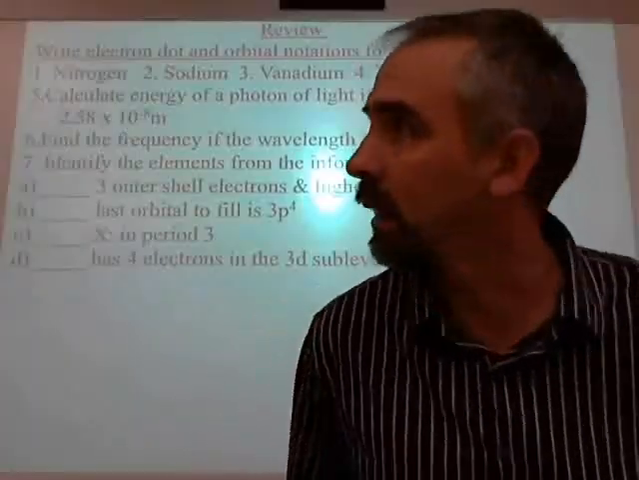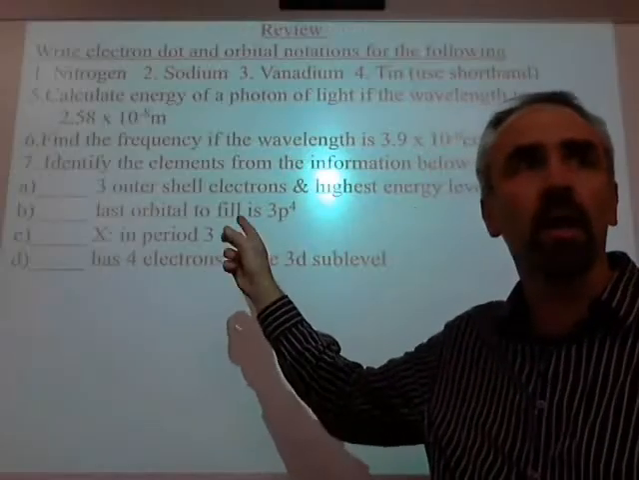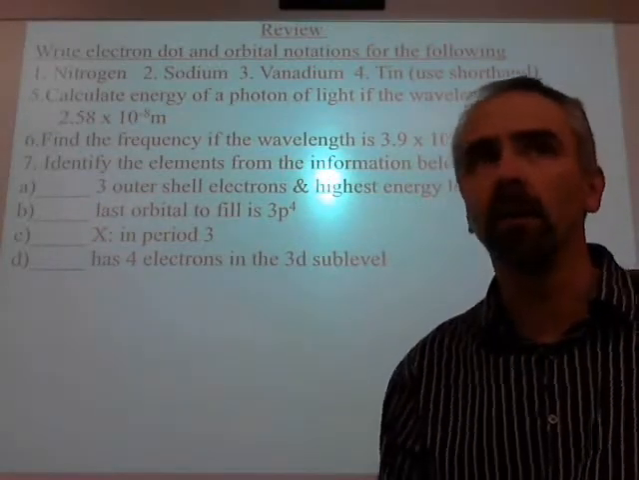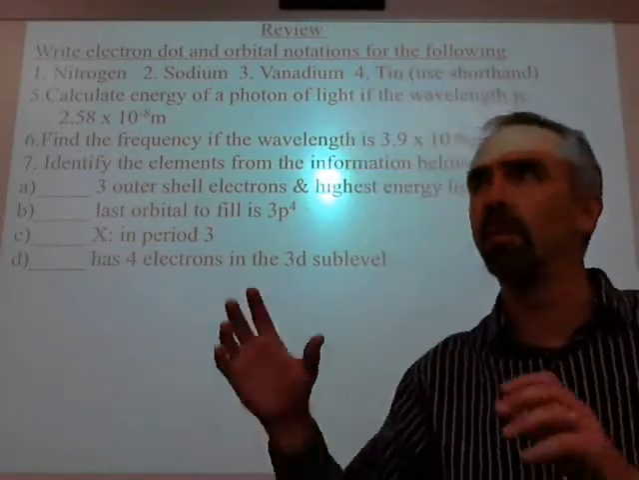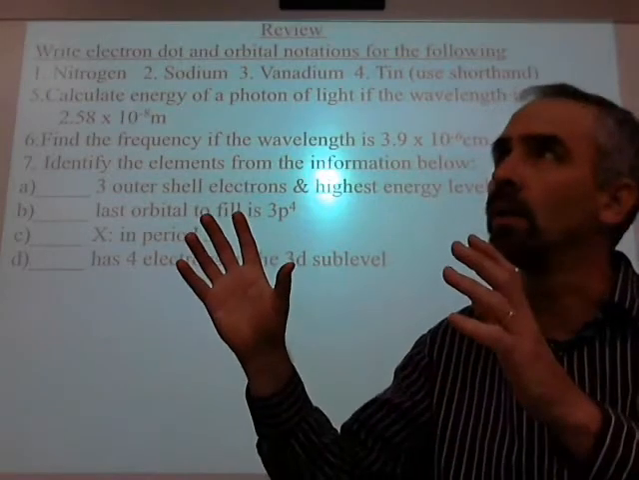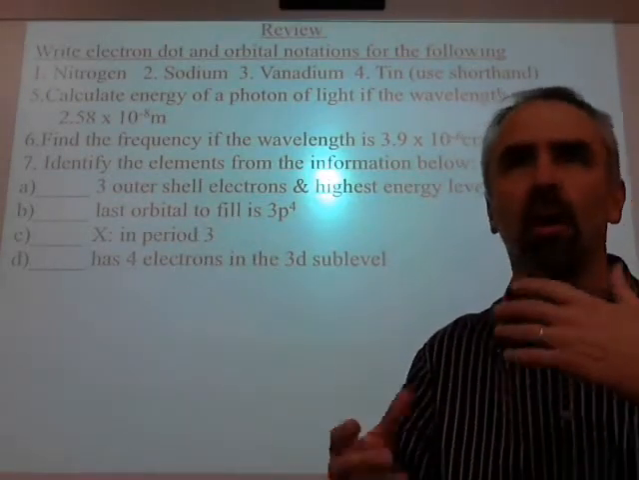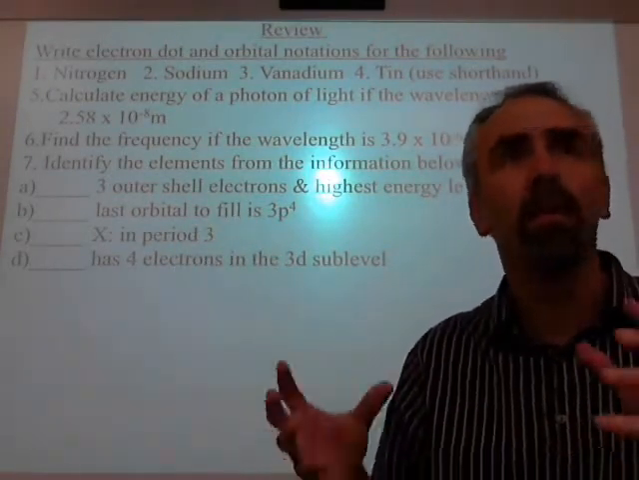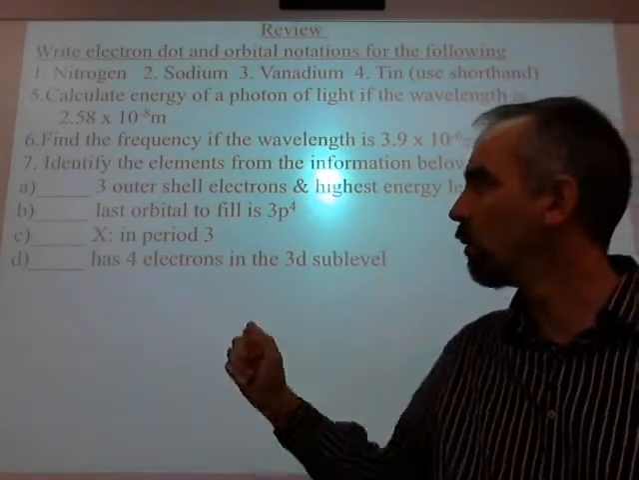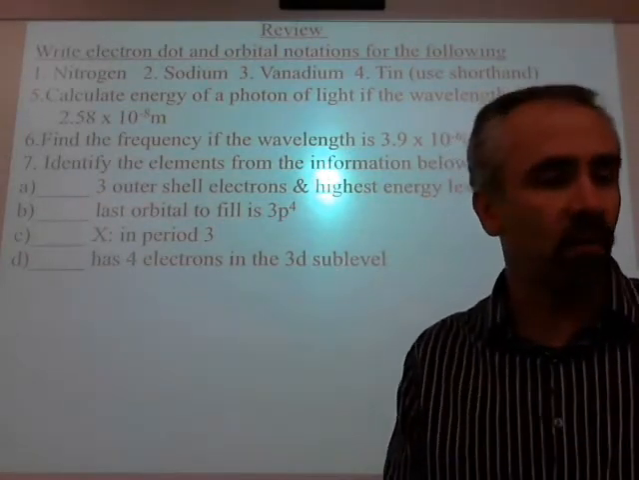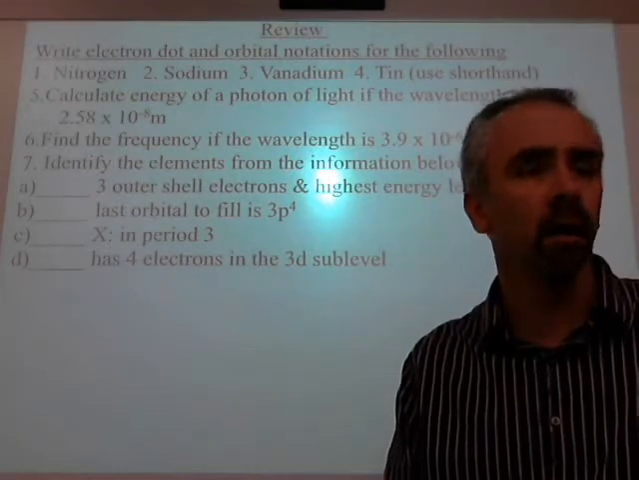The final section is going to be like these. These are tough. They're the kind of questions you have to think about. They require you to synthesize some knowledge of the periodic table and electron dot notations, how many electrons are in the outer shell, what energy level, all this stuff. Putting it together, trying to figure out what element we're talking about. There's going to be about 7 or 8 of those, I think. It looks like that on here.